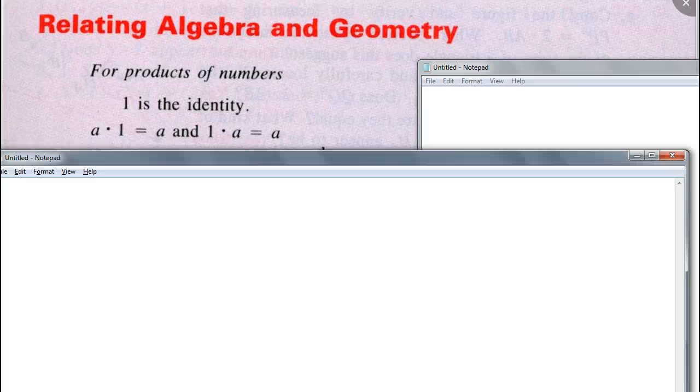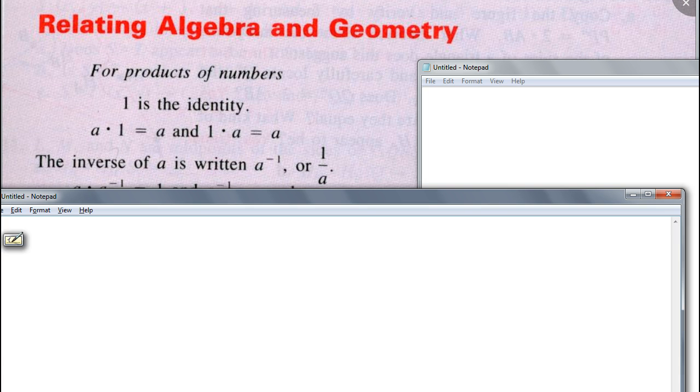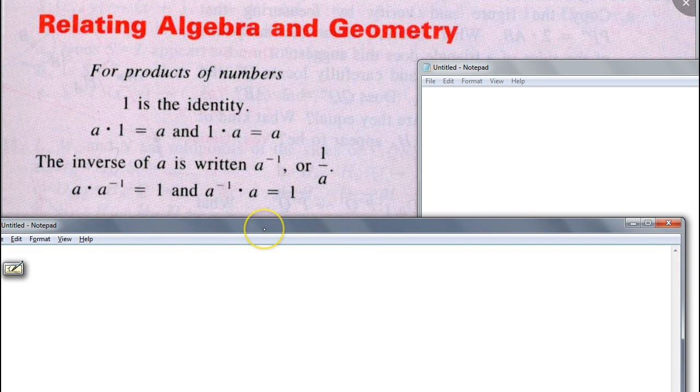What is 1 over a in exponential form? a to the, Jason? Negative 1 power, exactly. So the inverse of a is written as a to the negative 1 power. And there's a reason why: a to the negative 1 power is nothing more than 1 over a. And what happens when you multiply a number by its inverse? We get 1, right? Does anybody know what property that's called? a times a to the negative 1 power is equal to 1, or a to the negative 1 power times a equals 1. It's called the inverse property of multiplication. Another name is the property of reciprocals. If you multiply a number times its reciprocal, you get 1.